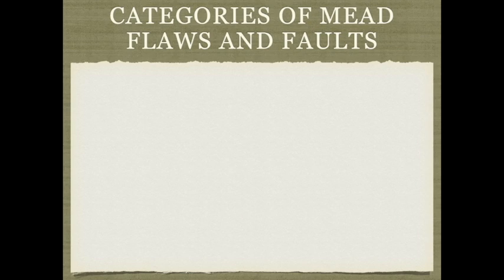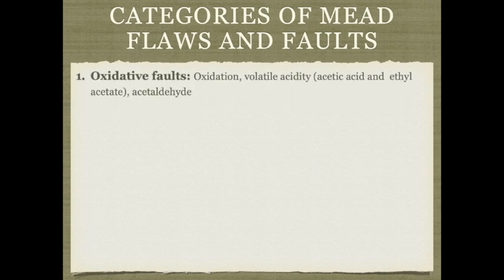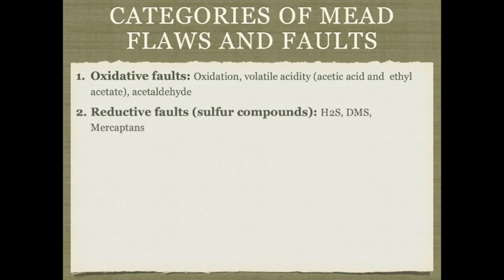So what are the categories of mead flaws and faults? I lumped them together based on what the underlying cause was, understanding that there is a lot of overlap, and there are some flaws that don't fit into any other category specifically, or maybe they fit into multiple categories. First, there are the oxidative faults, including oxidation, volatile acidity, and acid aldehyde. The reductive faults, which come from sulfur compounds, including hydrogen sulfide, DMS, and mercaptans.